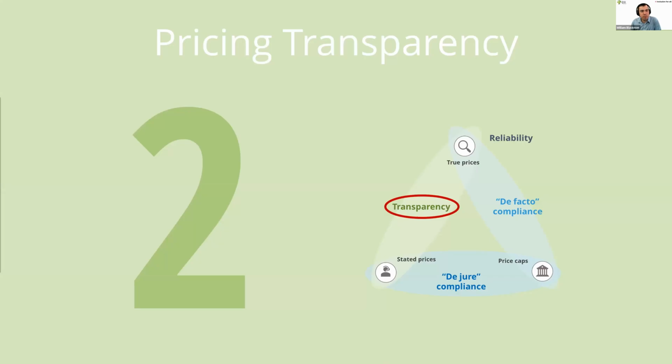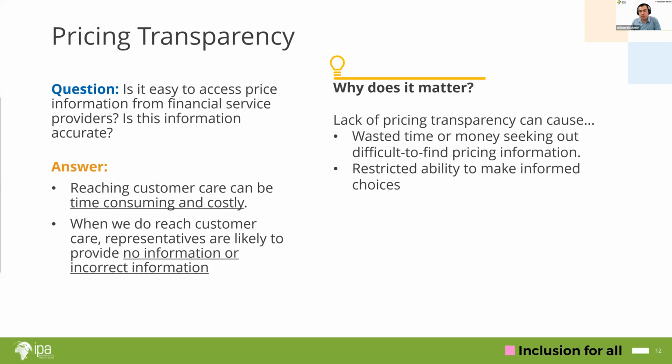So then on to pricing transparency. And when I talk about pricing transparency, I'm talking about the ease of accessing accurate price information by consumers. We looked at this first by exploring how difficult it was to access price schedules from providers. And then second, by testing the accuracy of this information by comparing it against the prices we incurred in our audit of real transactions. Limited pricing transparency wastes consumers' time if they have to spend a long time looking for difficult to find price information.